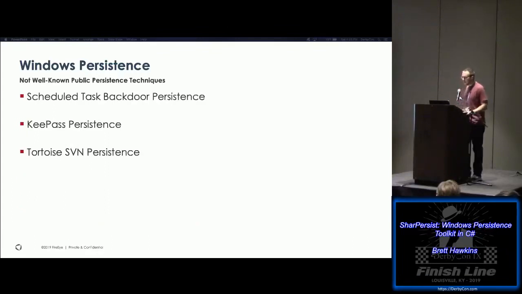Some not as well-known public persistence techniques. First, scheduled task backdoor. Basically you can backdoor an existing scheduled task to execute an additional action. Another one is KeePass persistence. You can basically use a user opening their KeePass database as a persistence trigger. And the other one is TortoiseSVN persistence. TortoiseSVN is a common Windows client used for interacting with SVN repos. With that one, the persistence trigger is basically any time they try to interact with an SVN repo with that client, you can have that trigger your payload. So these three are all included in the initial release of SharPersist, but these ones are not as well known.